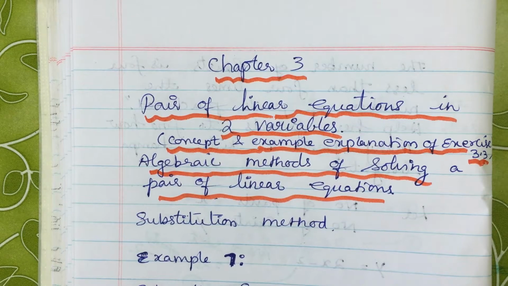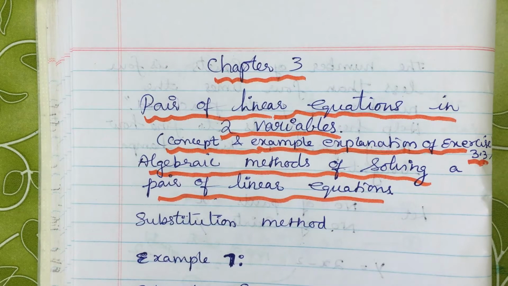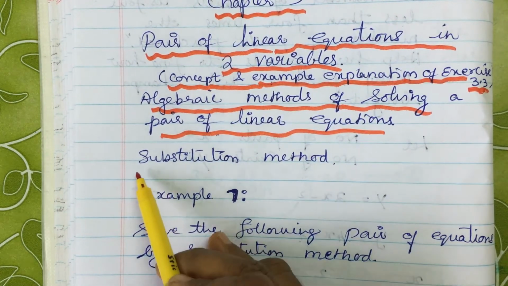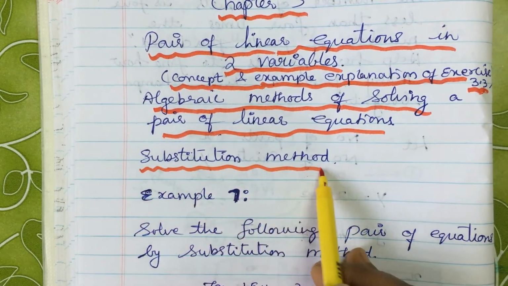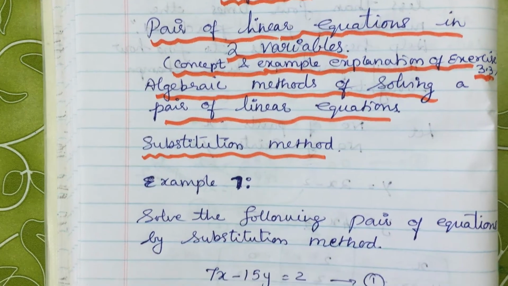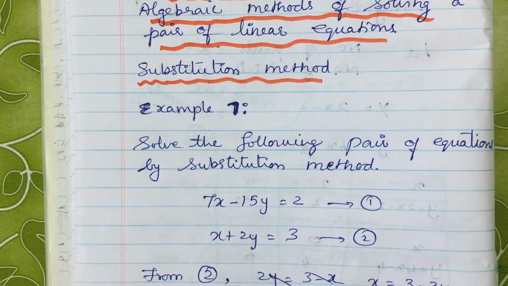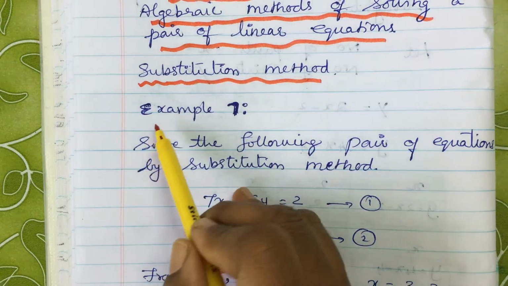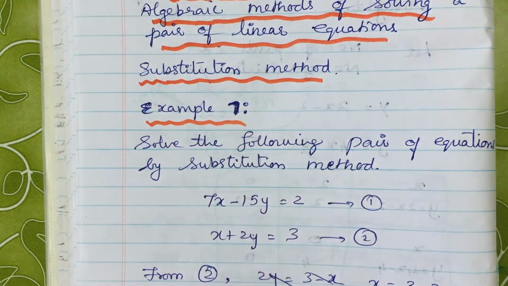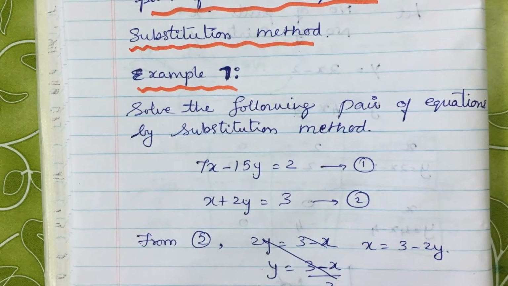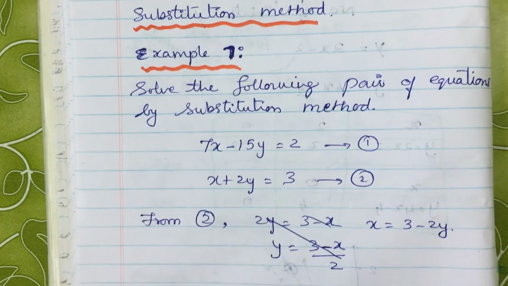So first you have so many methods, some three methods you have. I'm going to explain the first method which is mentioned in your book, that is substitution method. As the name indicates, you are going to substitute one variable in terms of the other, right? Straight away I'm going to the example problem 7. So solve the following pair of equations by substitution method.